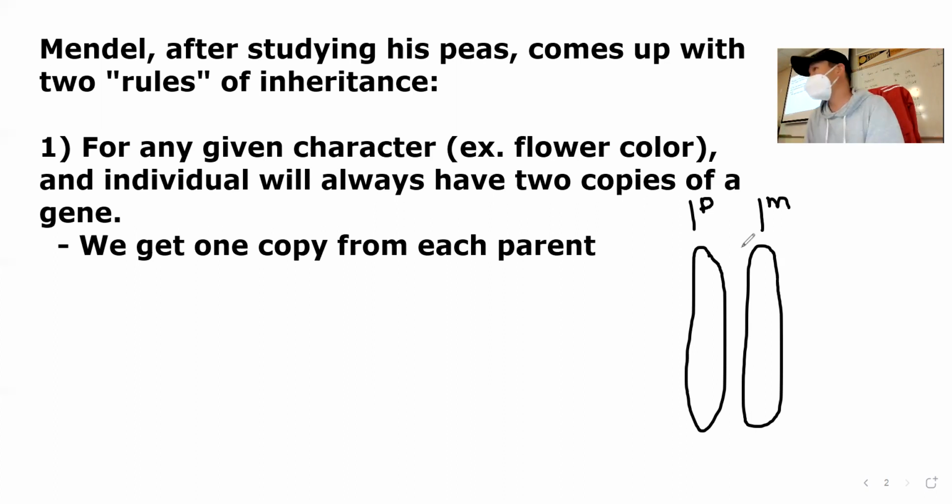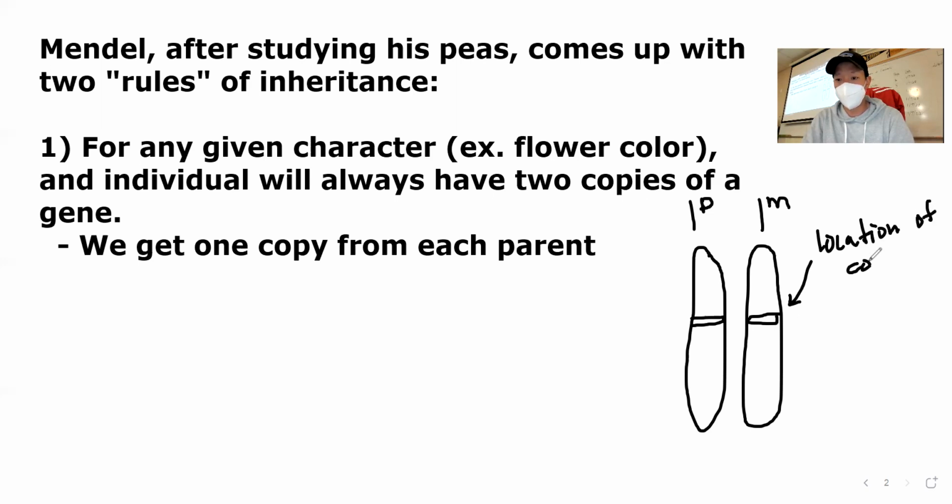Well, plants do the same thing. I don't actually remember how many chromosomes pea plants have, but on chromosome 1, let's say that at this location of the chromosome, this is where flower color is stored. Go ahead and jot this down. This is the location of the color gene.